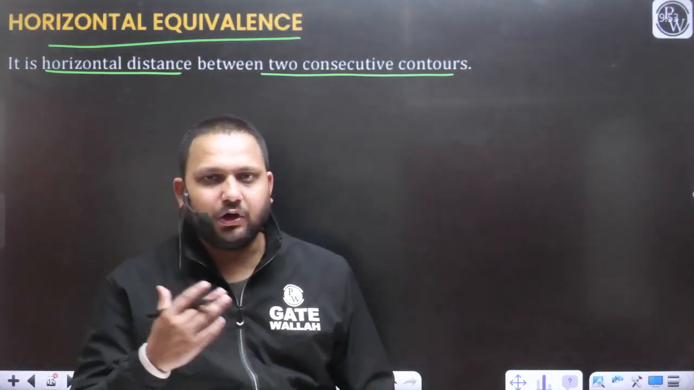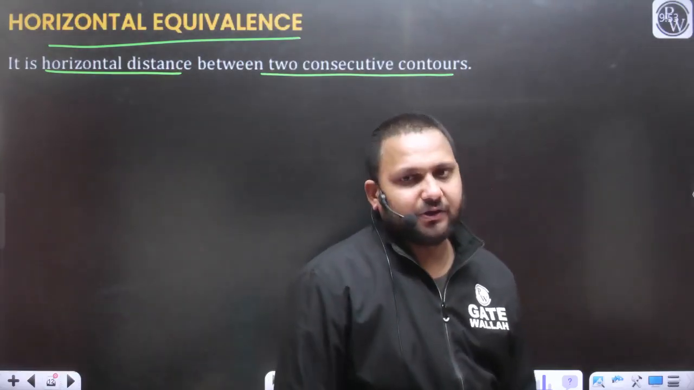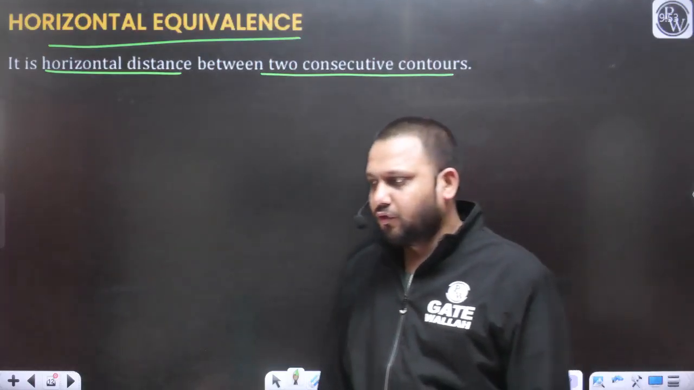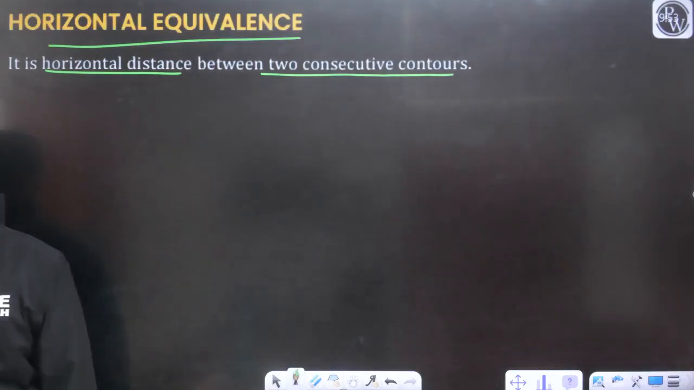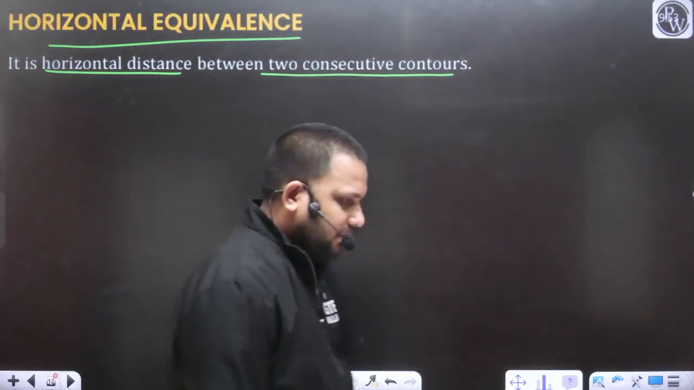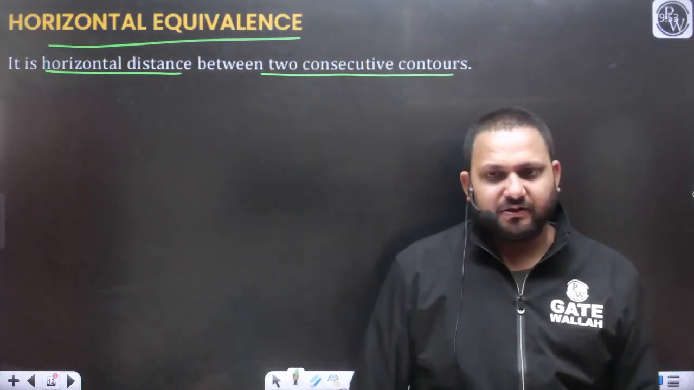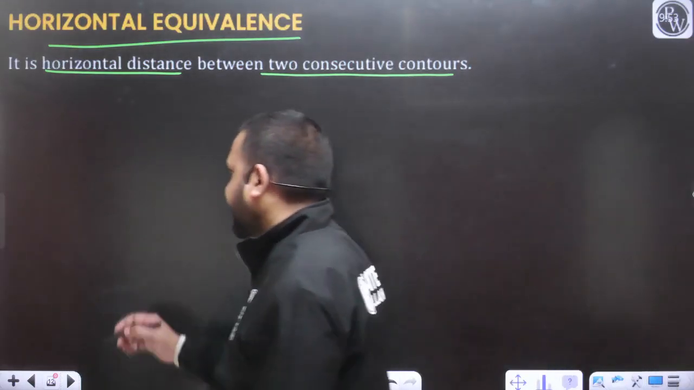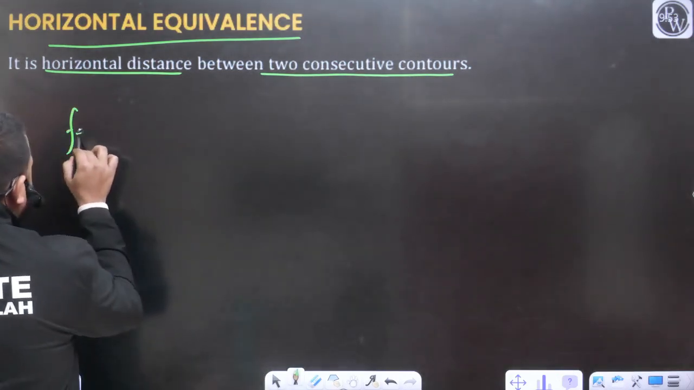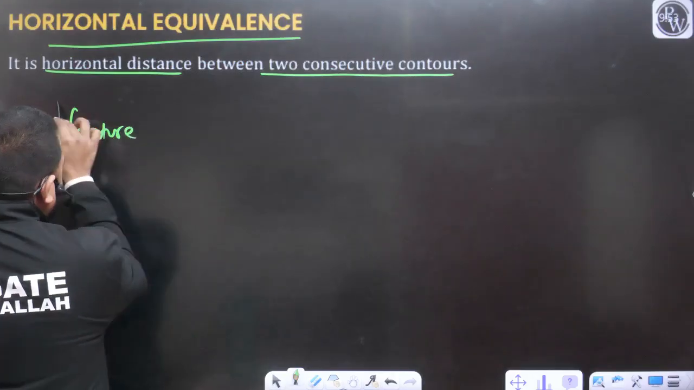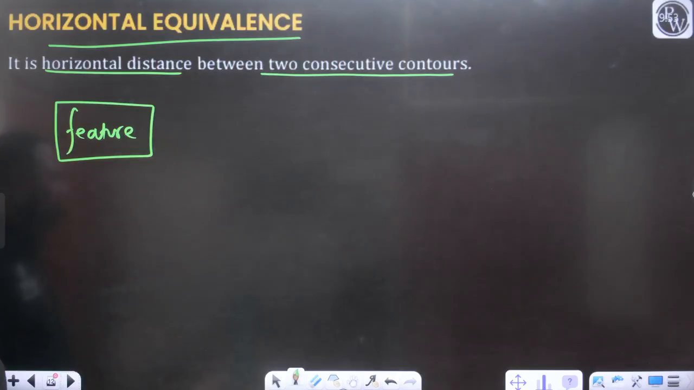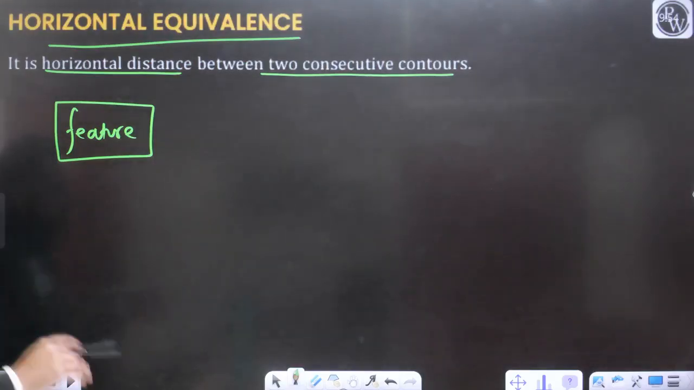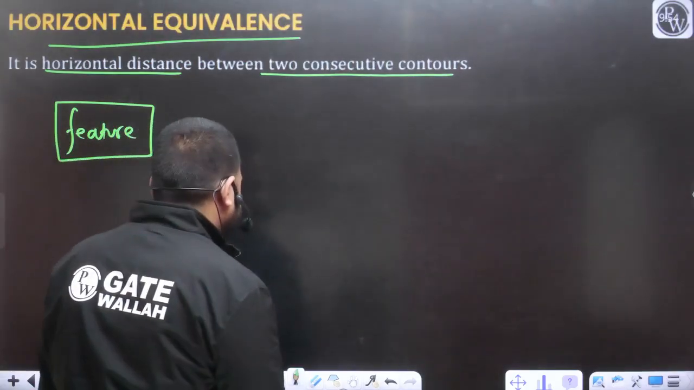So who will control this? Who will control the value of the horizontal equivalence? Field slope, or we can simply say the feature itself. The feature itself is going to control the horizontal equivalence. Now let's take an example.